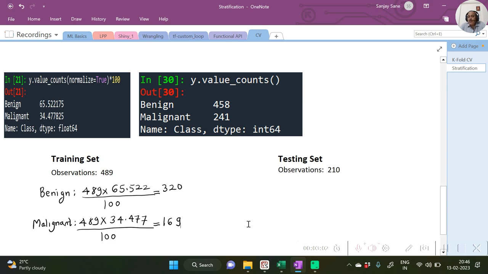So ultimately, what is going to happen as a part of stratification is that out of the 458 benign records from the original data, some 320 will be randomly sampled into the training data set. Out of 241 malignant observations, some 169 will be sampled, and hence this particular split will be stratified. Similar calculations will happen for the testing set.